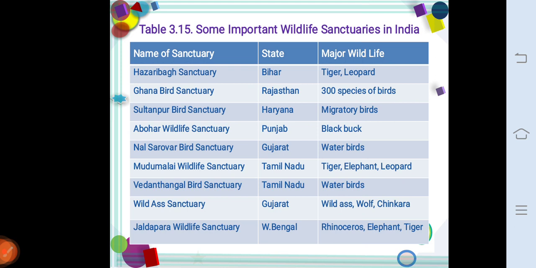Ex situ conservation involves protection of fauna and flora outside the natural habitats. This type of conservation is mainly done for conservation of crop varieties and the wild relatives of crops.